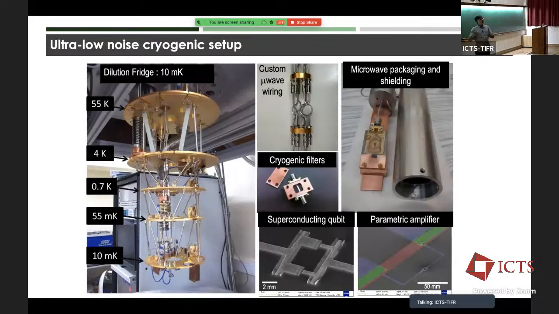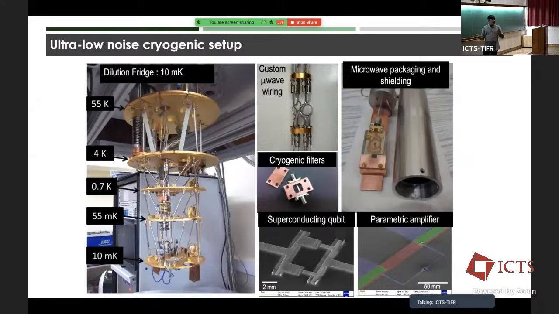Then you need to go into the cryogenic environment. Here is the picture of a typical dilution refrigerator, which cools down to about 10 millikelvin. I'm sure most of you have seen these images. There are these various plates, each one successively lower temperature. And then this bottommost plate here is the one where you attach all your experiments. So all your things are screwed onto this plate, and it cools to this temperature.